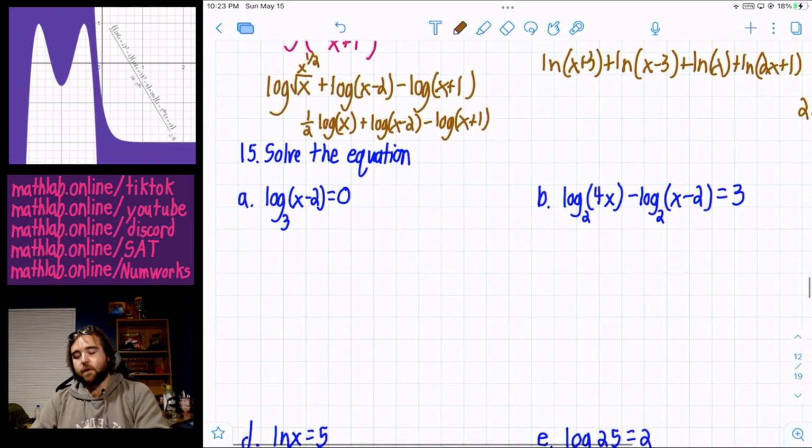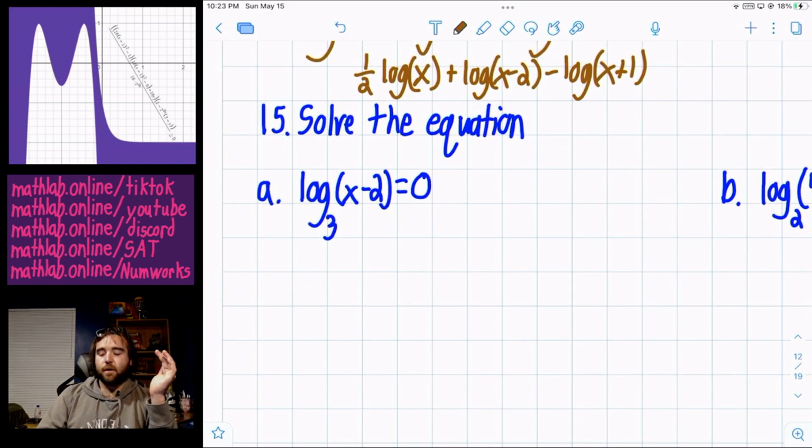All right, nice. So now more fun. Solve the equation. So log base 3 of x minus 2 equals 0.